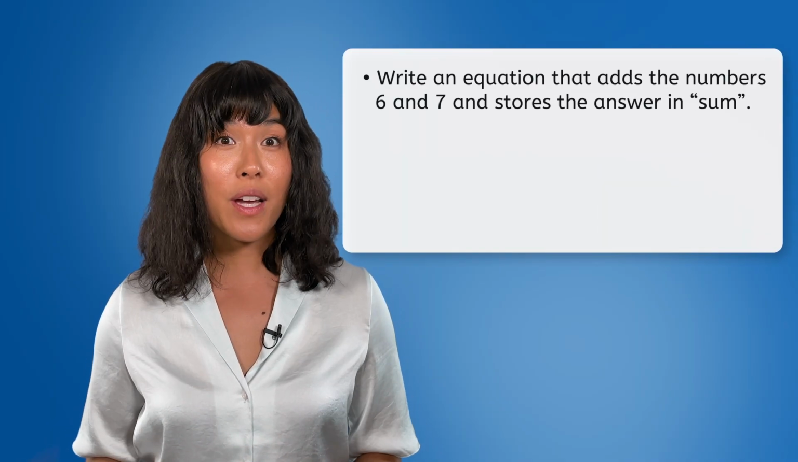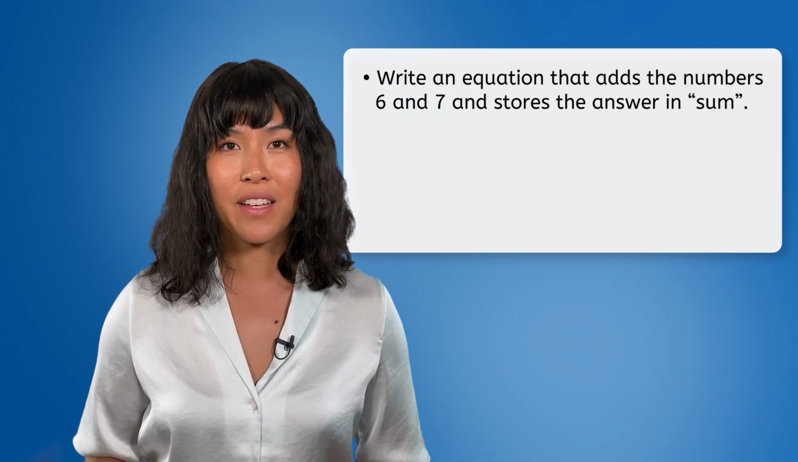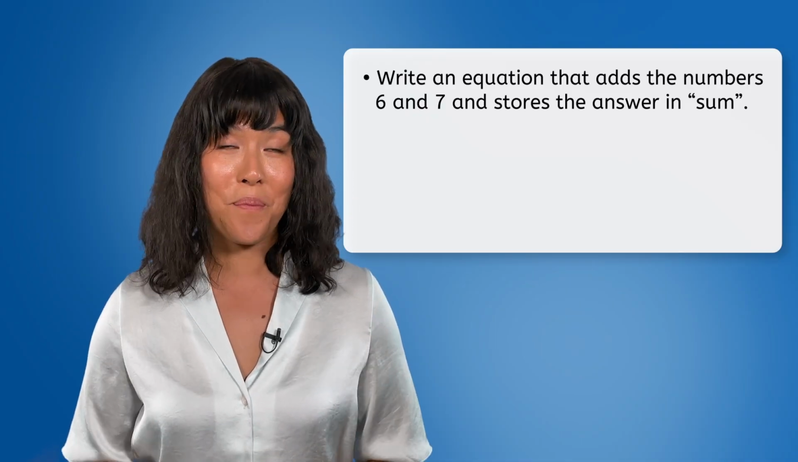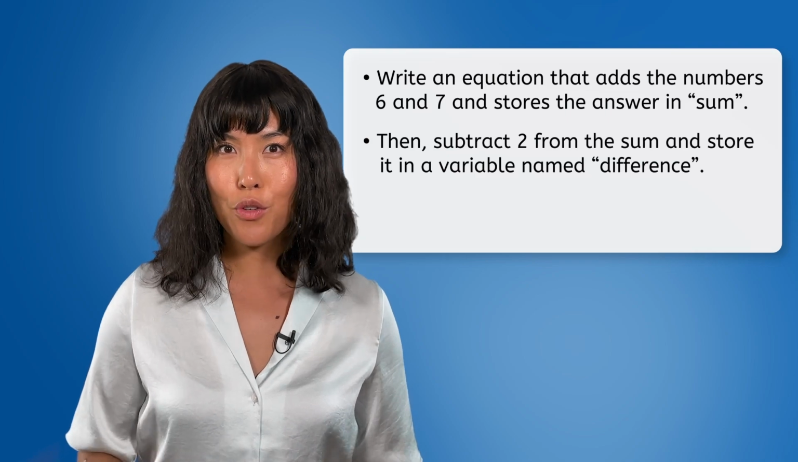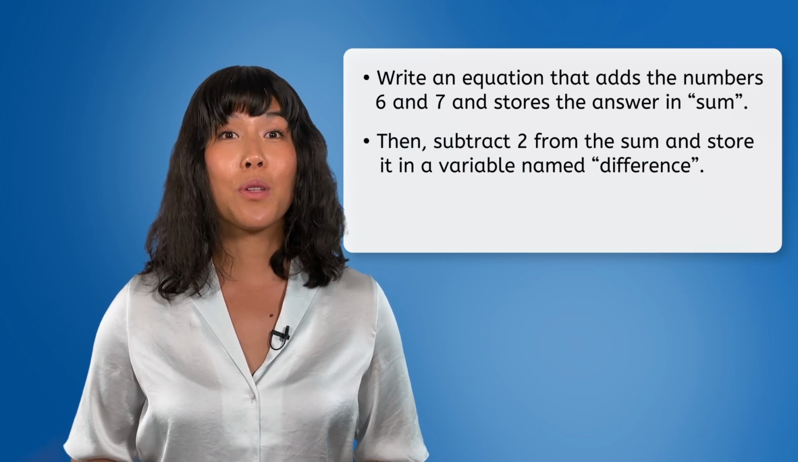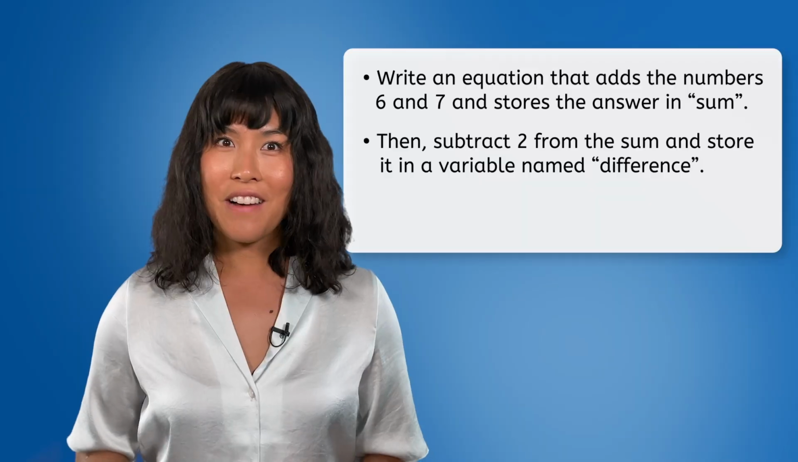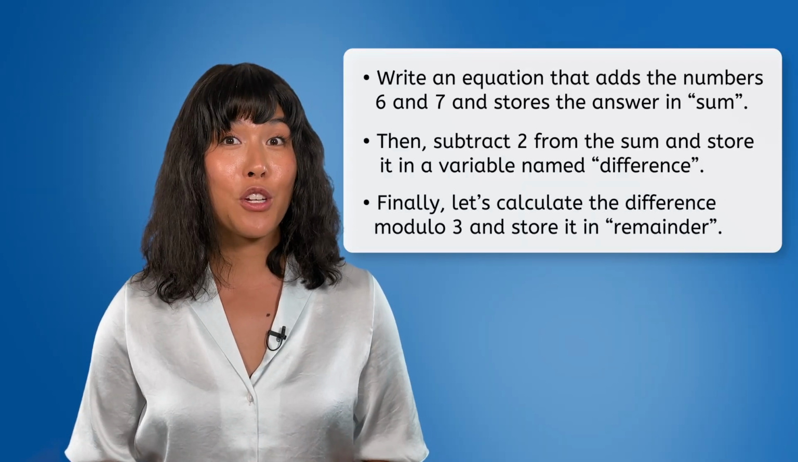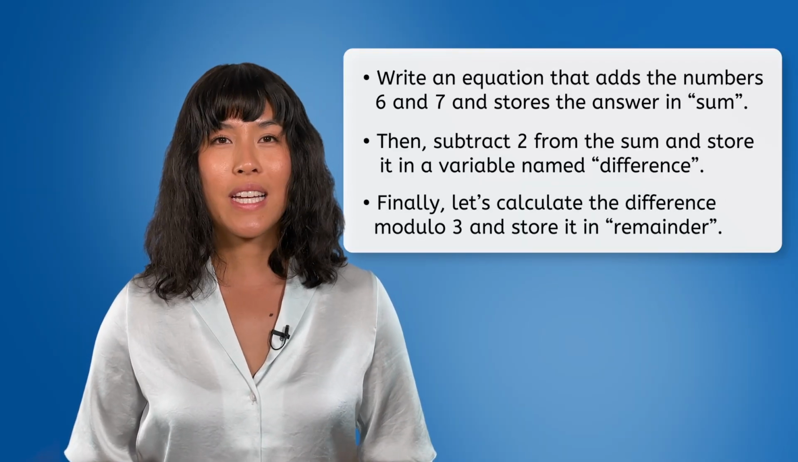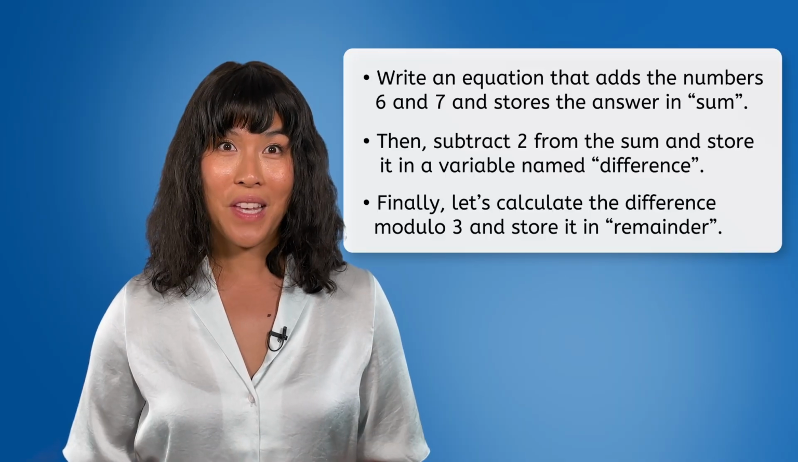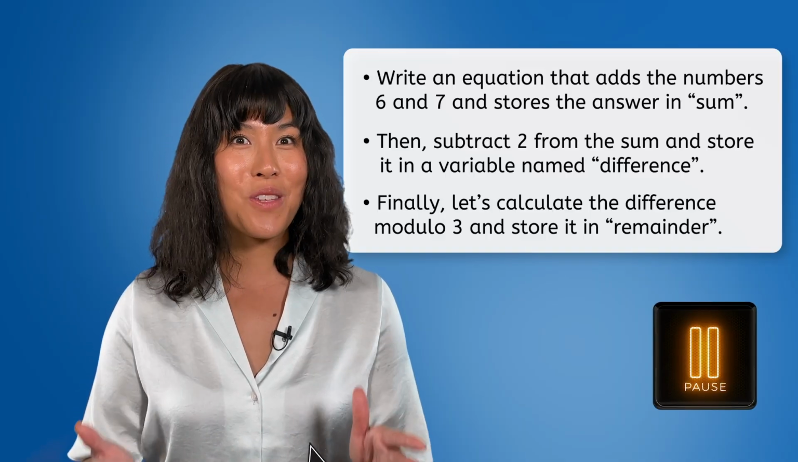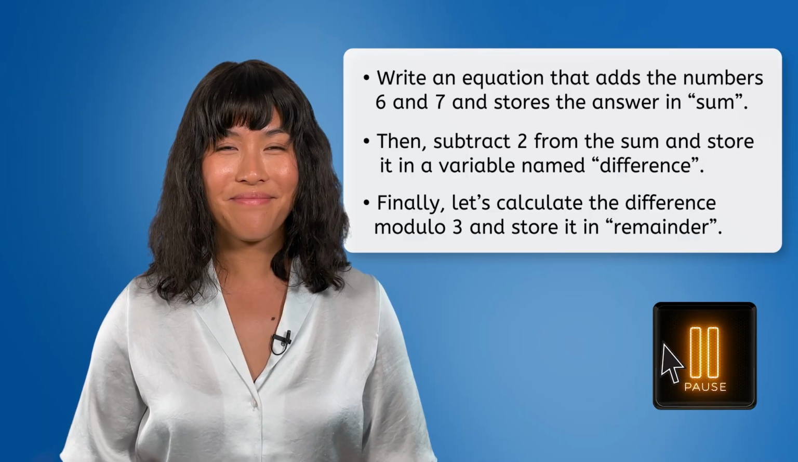Let's try a multiple step example. Write an equation that adds the numbers 6 and 7 and stores the answer in sum. Then subtract 2 from the sum and store it in a variable named difference. Finally, let's calculate that difference modulo 3 and store it in remainder. Write the code to do this in your guided notes.